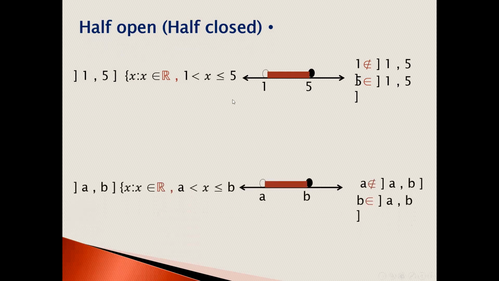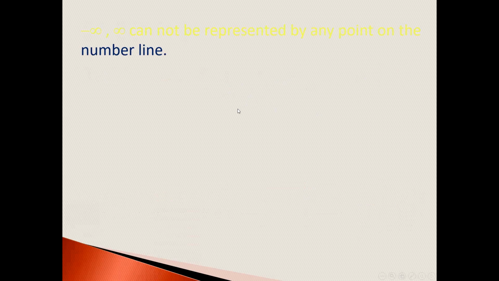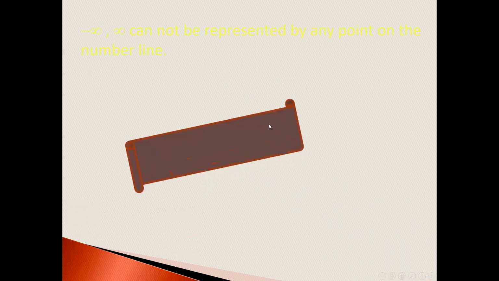Here I have an example. If I have 1 and 3, 1 is closed, 3 is open. So 1 is included and 3 is not included, but the numbers between 1 and 3 are included. Negative infinite and infinite. Negative infinite means the negative numbers, and infinite means the positive numbers. They are always open. Infinite is always open.